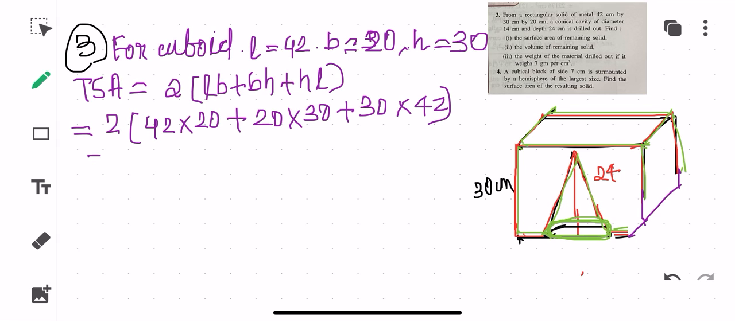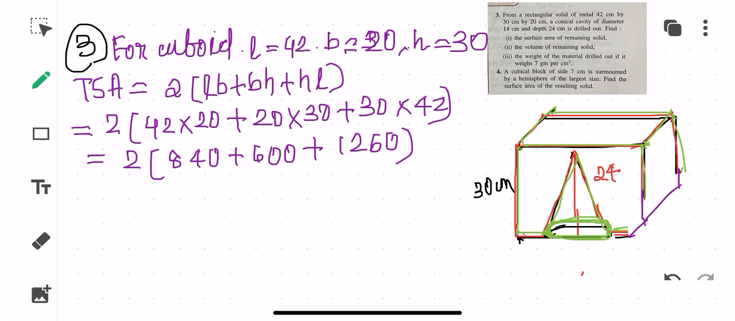Okay, so how much does this come out to be? 2 into, this is 840 plus 600 plus this is coming out to be 1260. So this in turn is equal to 2 into, 600 plus 1200 is 1800, 1800 plus 900 is 2700. So this is 2700, and this comes out to be 5400, children. So 5400 centimeter square is the surface area of this particular rectangular box, the cuboid.